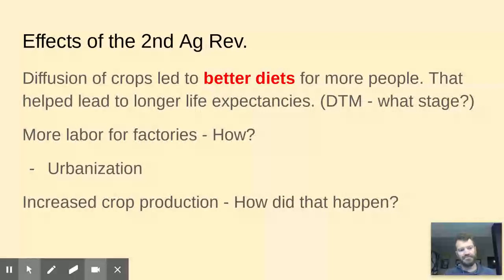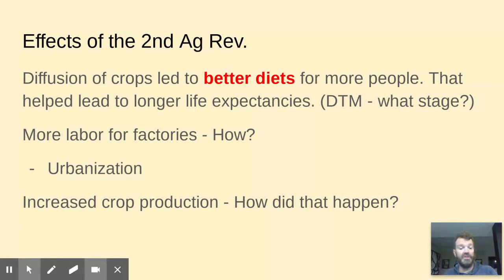So good things, right? The fusion of crops leads to better diets for more people, which leads to longer life expectancies. So in that second stage of the demographic transition model, the population is on the rise. The reason is that people are eating a better diet, they're living longer, and there's more food available for them to eat. That's a positive thing, but the demographic transition model is seeing this population explosion. That's going to change in the next stage.